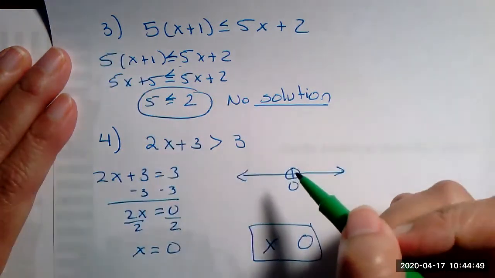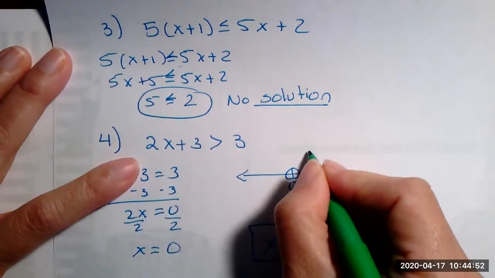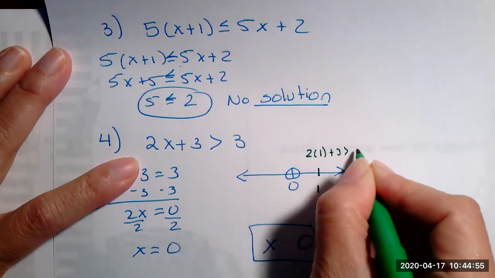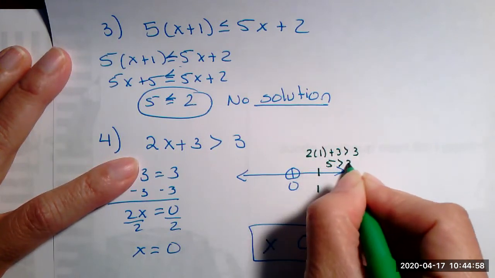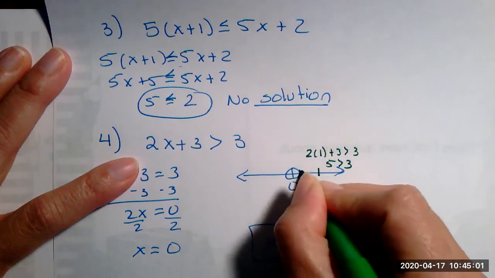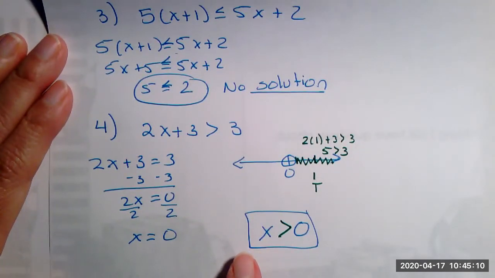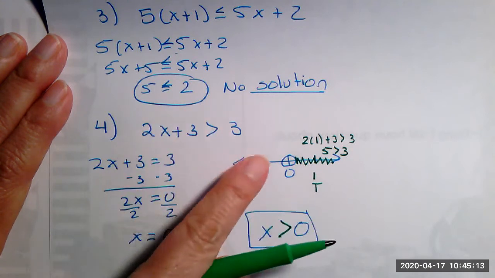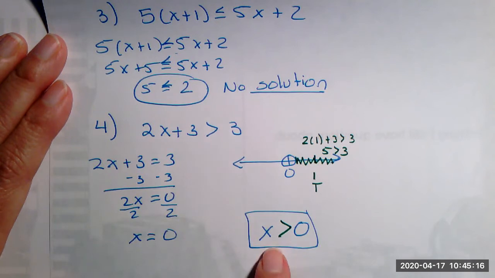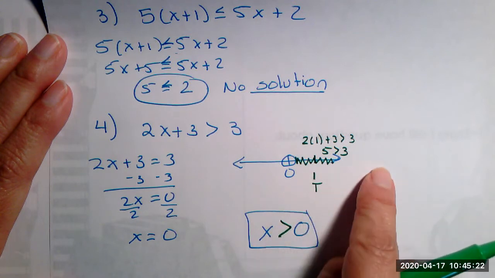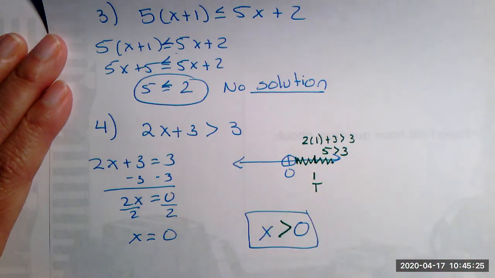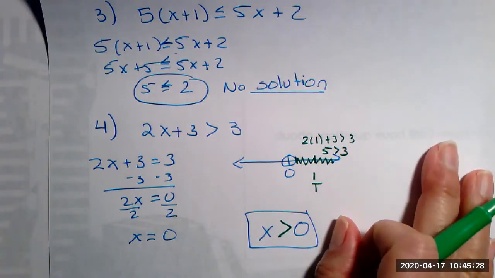Now the problem is I can't test 0, so I'm going to test another point. I'm going to test 1. So I'm going to plug 1 in for x, and then still I'm going to ask myself the question, is 5 greater than 3? Yes, it is. So this is the direction I'm going to shade in. That's the direction of my inequality. Just as a reminder, it means all the numbers that make this inequality true have to be greater than 0. So all my answers are greater than 0. So 1 will work, 2 will work, 3 will work, 0.5 will work.